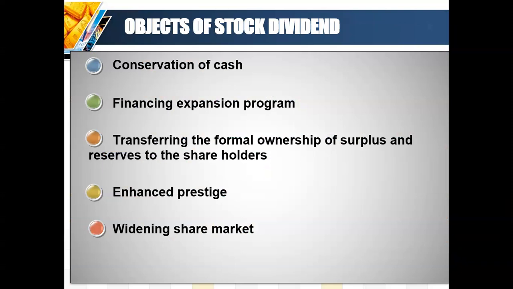What are the main objects? It is conservation of cash, financing expansion program. The main objective of the stock dividend is to enhance the prestige, widen the share market, and transfer the formal ownership of surplus and reserves to the shareholders. They wanted to distribute dividend in the form of shares. So these are the different objects of the stock dividend.